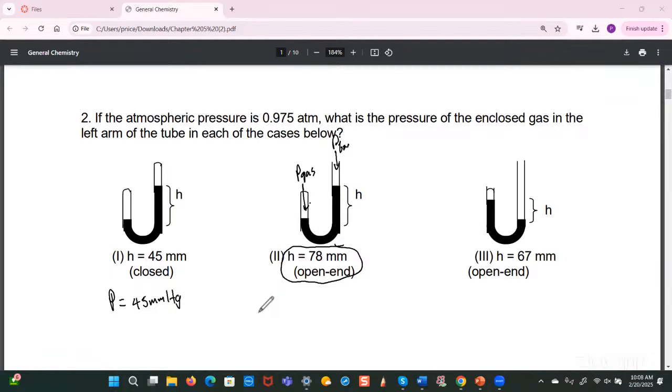You guys out here in Zoom, you can chip in as well, if you think you know what the answer is. What's the relationship between the pressure of the gas, the barometric pressure, and the H? What's the mathematical relationship?